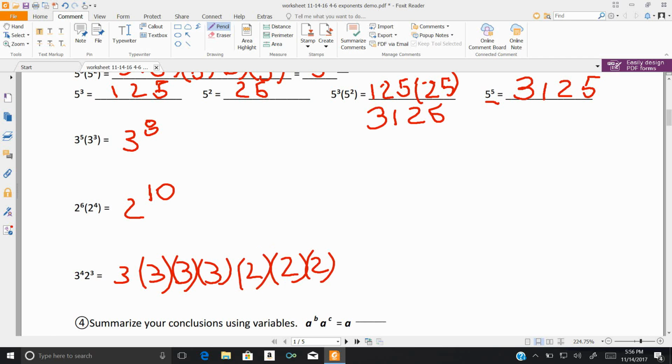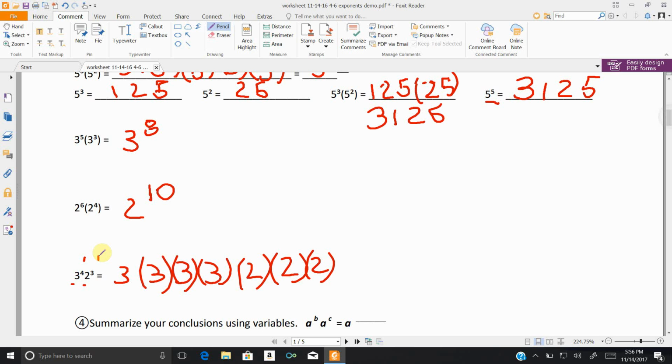We can't really do anything with that because they're different numbers. The bases are different. 3 is the base and 2 is the base. They're different. The 4 and the 3 are the exponents. So we cannot add exponents if the bases are different.